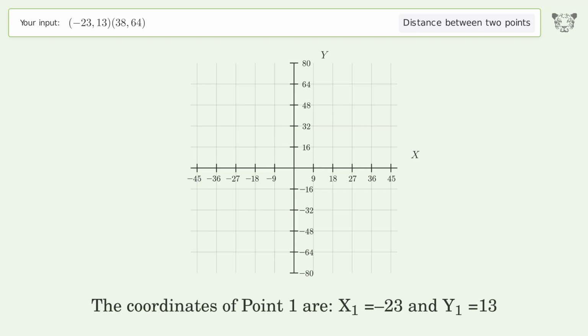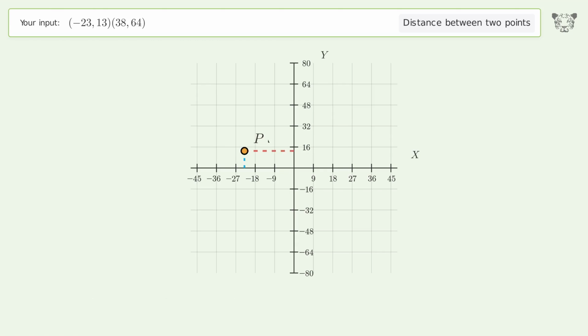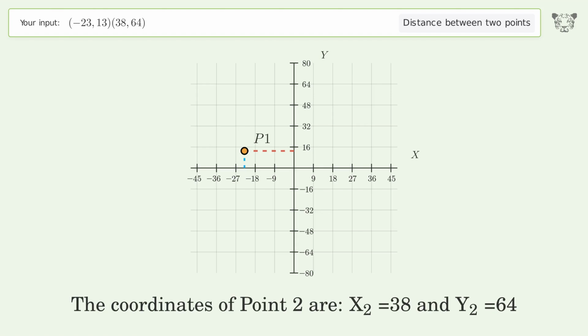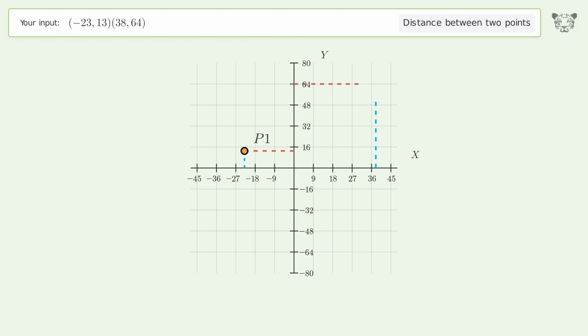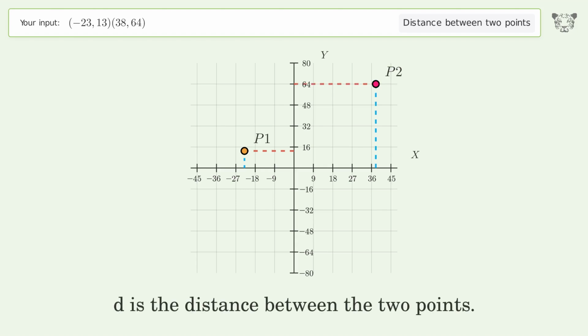The coordinates of point 1 are x1 equals -23 and y1 equals 13. The coordinates of point 2 are x2 equals 38 and y2 equals 64. D is the distance between the 2 points.